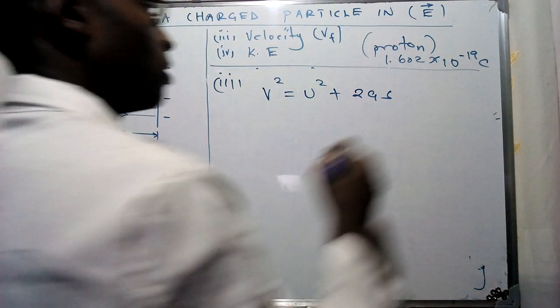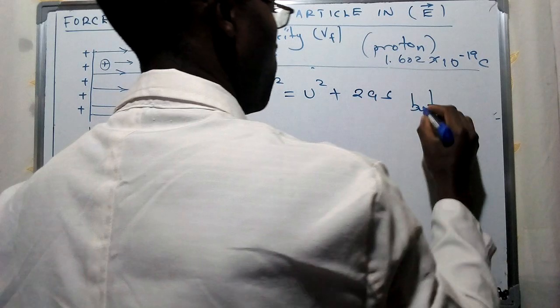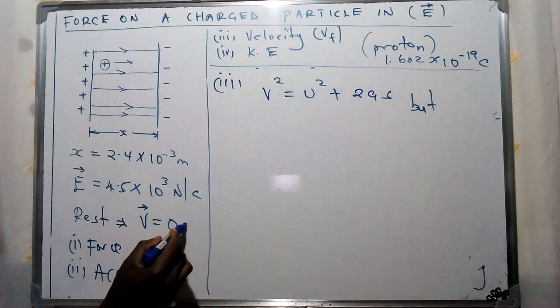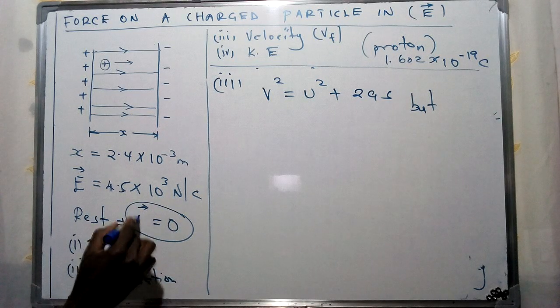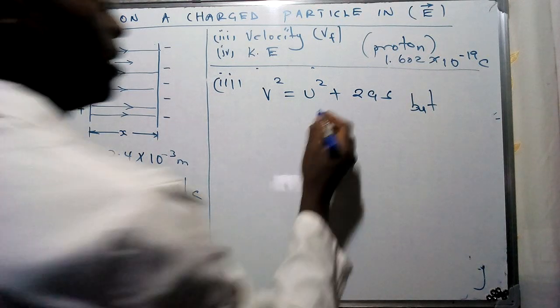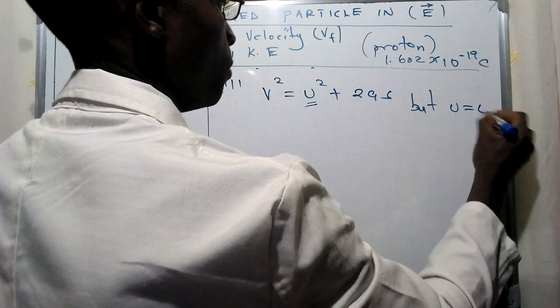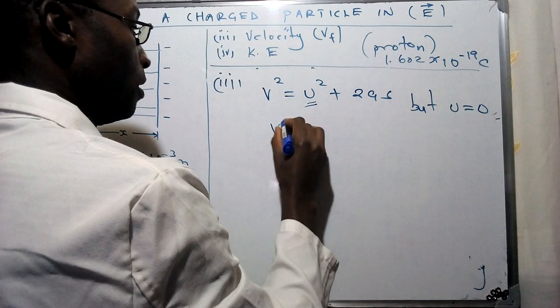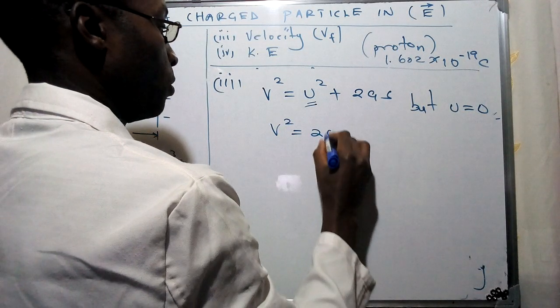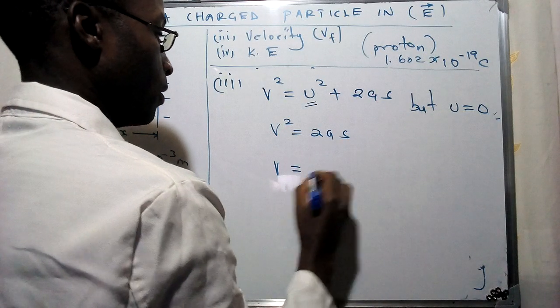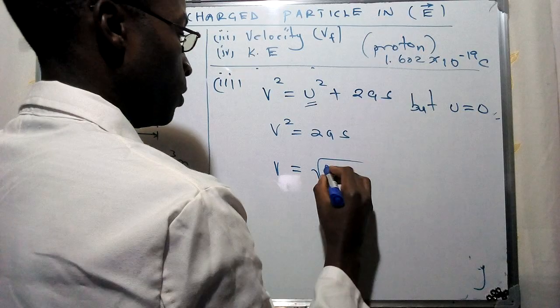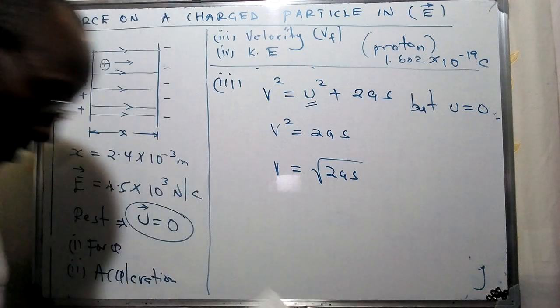And we're going to see that, as I mentioned from our previous statement, this one starts from rest, which is going to be given in terms of u. So we're going to consider this u to be equivalent to 0. Therefore, the square of v is equivalent to 2as. So basically, v is equivalent to the positive root of 2as.